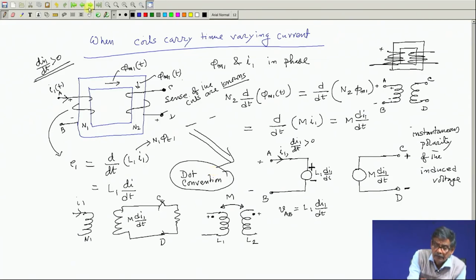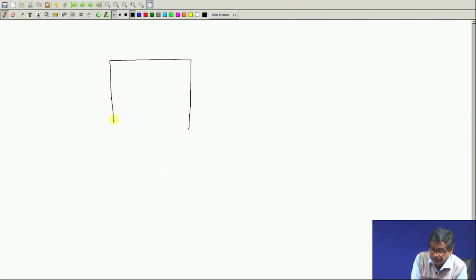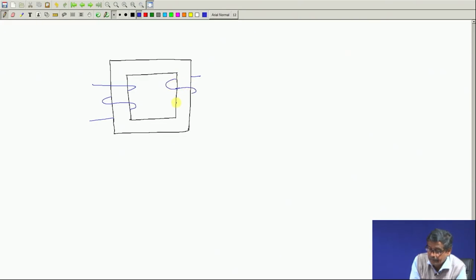For example, let us draw another magnetic circuit, just harping on the same point, but it is very important. People have a lot of confusions in understanding. Suppose somebody draws coils like this, the sense of the windings are known, but it is drawn in this way. Suppose I call this A, this B, and this C, this D.